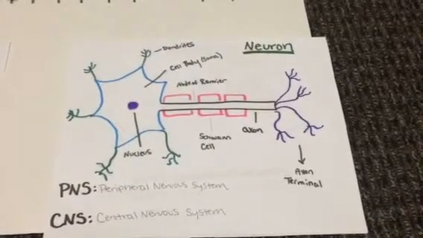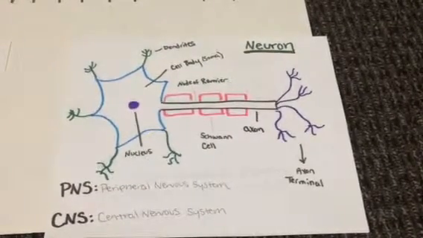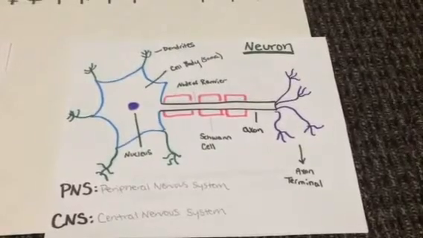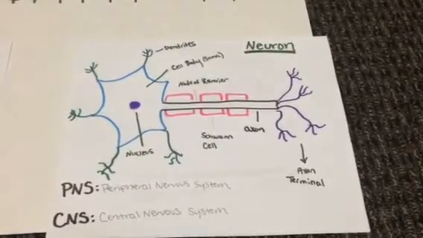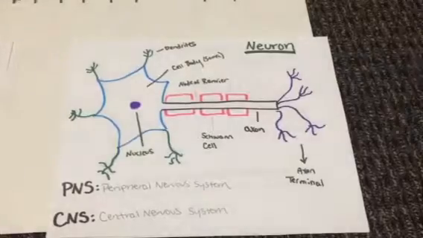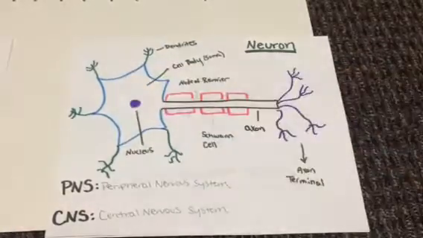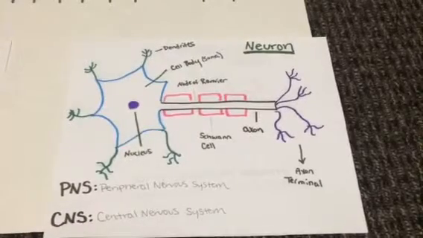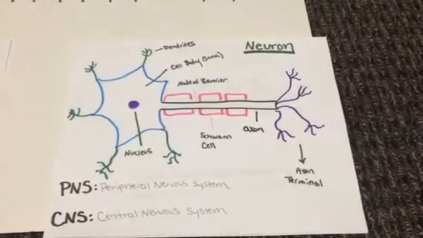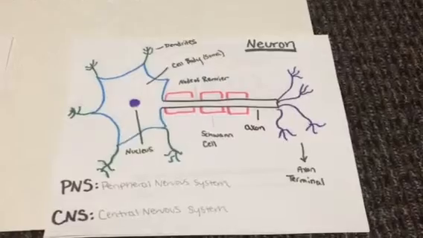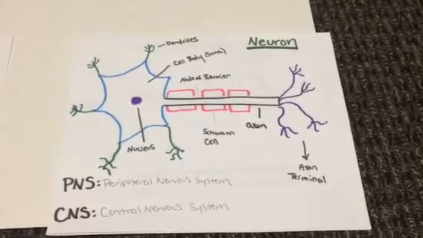Neuroglia are cells of the central and peripheral nervous system that support and protect neurons. A neuron consists of dendrites, which receive a stimulus, a cell body and a nucleus, and an axon terminal, where a stimulus leaves the neuron and enters the dendrites of another neuron.